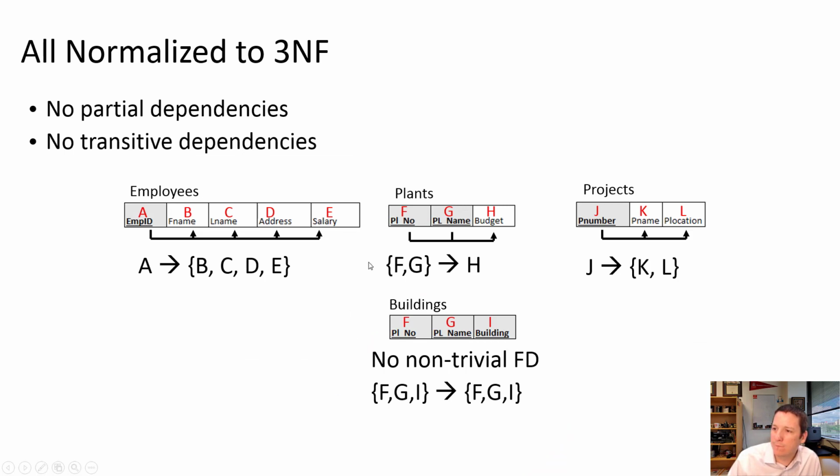We move this functional dependency of FG determines H out into a new relation, and then here we have our buildings relation that we use to resolve the multi-value attribute, where we have just the plant number, plant name, and building ID. And in fact, there are no non-trivial functional dependencies in this relation. It's just FGI functionally determines FGI, right? And then we can bring that back together with the plants relation, because FG is now a foreign key that refers to FG in the plants table.